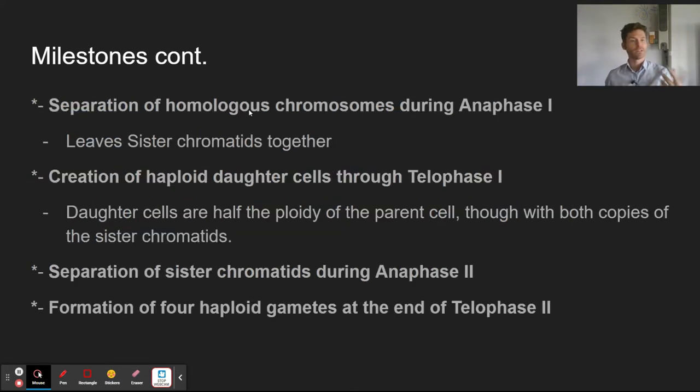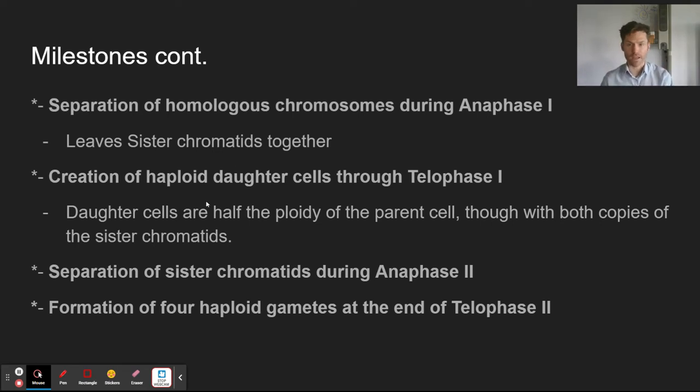Continuing onwards, as I was just saying, when the homologous chromosomes separate, those sister chromatids are staying together. That's important during anaphase because now you have 2 copies of that same type on either side. Telophase I is actually going to create those 2 daughter cells that are now haploid. So as soon as meiosis I is done, I already have haploid cells. These haploid cells have 2 copies of each chromosome, but those 2 copies are the same as each other. So they're haploid.